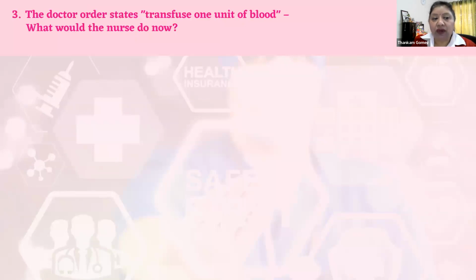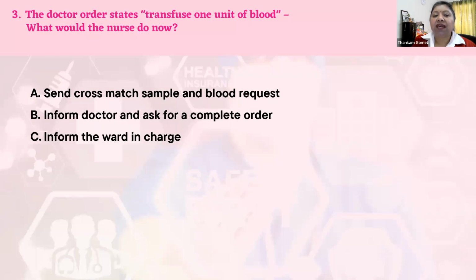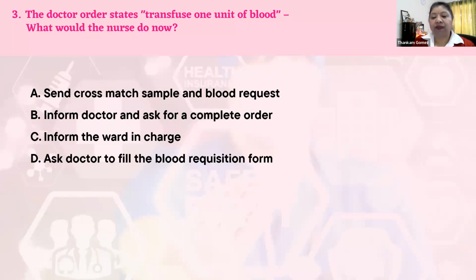The doctor's order states: transfuse 1 unit of blood. What would the nurse do now? Send cross-match sample and blood request. Inform doctor, ask for a complete order. Inform the ward in charge. Ask the doctor to fill the blood requisition form.